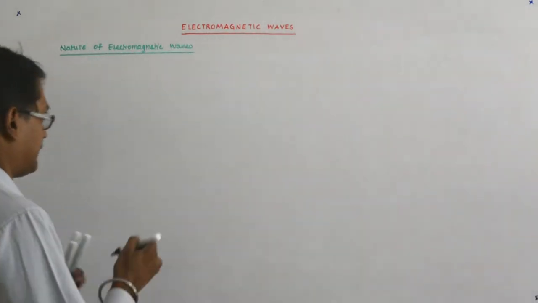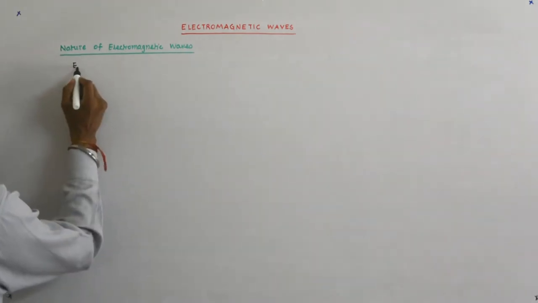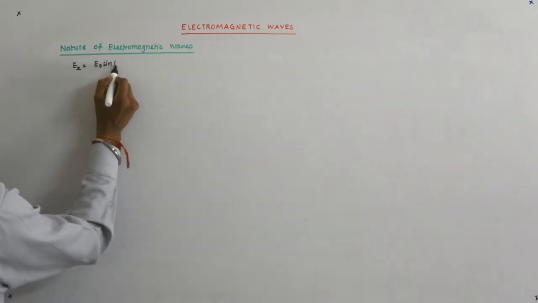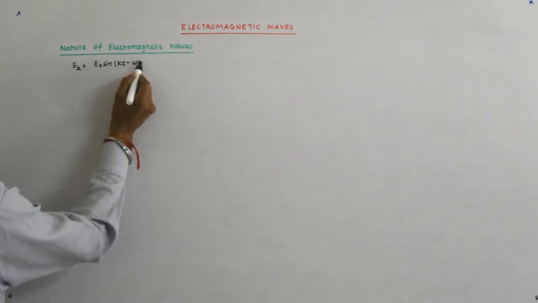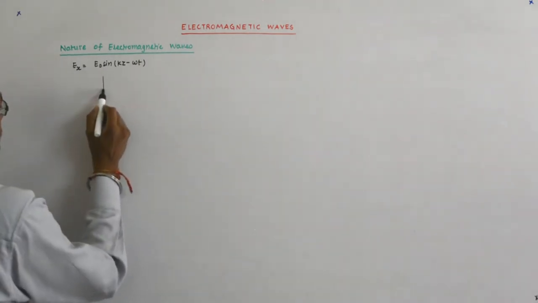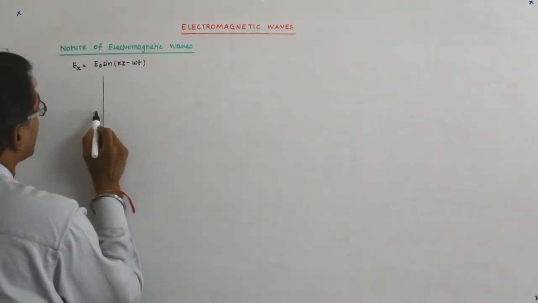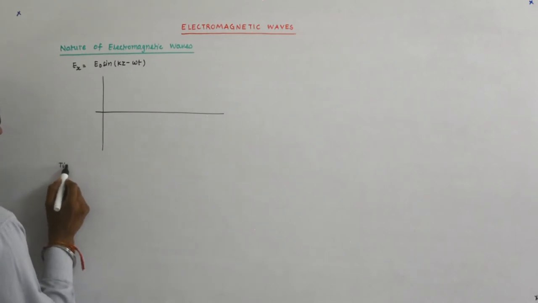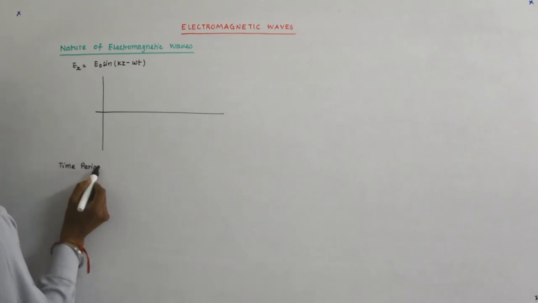Now for the same wave, Ex is equal to E naught sine kz minus omega t, we'll try to discuss what its frequency will be. Okay, so we will again have that trouble of two variables. Now what is first of all a time period? What is a time period?